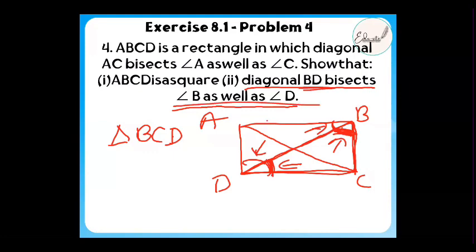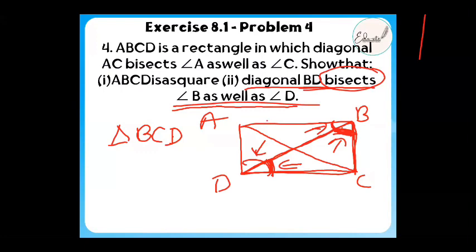Bisection ka matlab kya hota hai beta? What does bisect mean? It is nothing but it divides the angles into perfect halves. Correct? It divides the angles into perfect halves, right? Yes. So what you have to prove here is angle ABD is equal to angle DBC, or you have to prove angle BDC is equal to angle BDA.